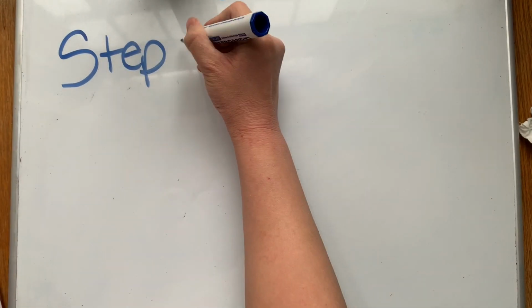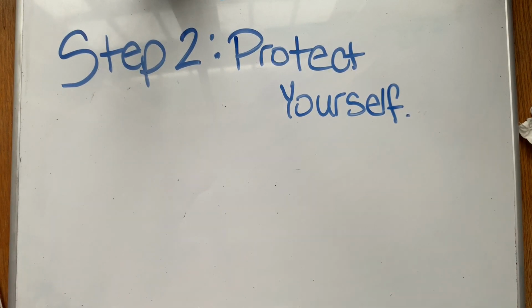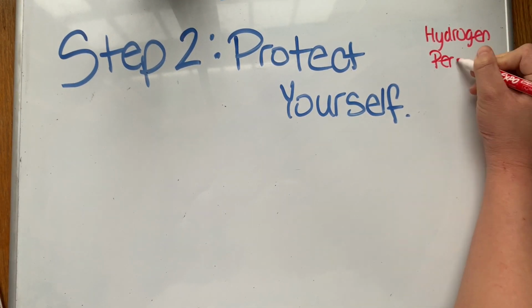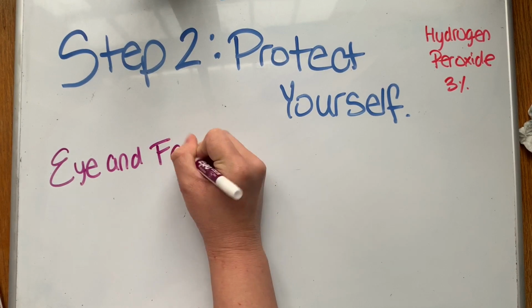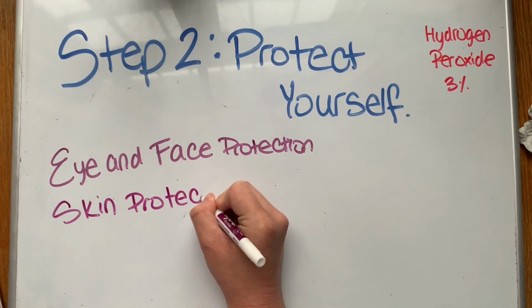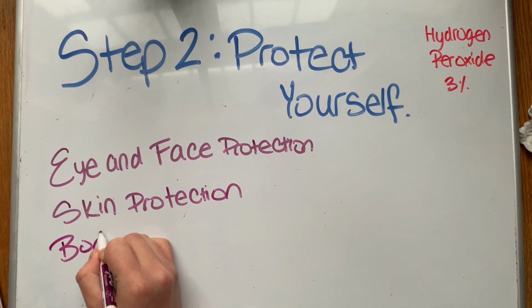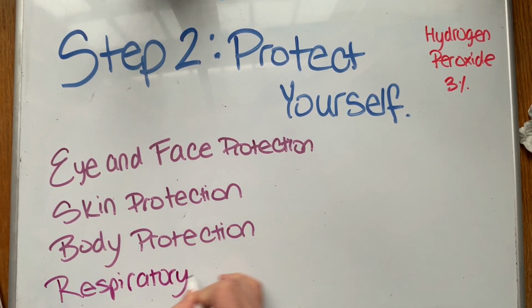For the second step of this spill drill, you will need to protect yourself. So before you take action to address the spill, you must protect yourself. And you do that by wearing compatible protective clothing, selecting the right PPE, and especially working as a team. For the hydrogen peroxide spill, the spill response PPE required are eye and face protection, skin protection, body protection, and respiratory protection.